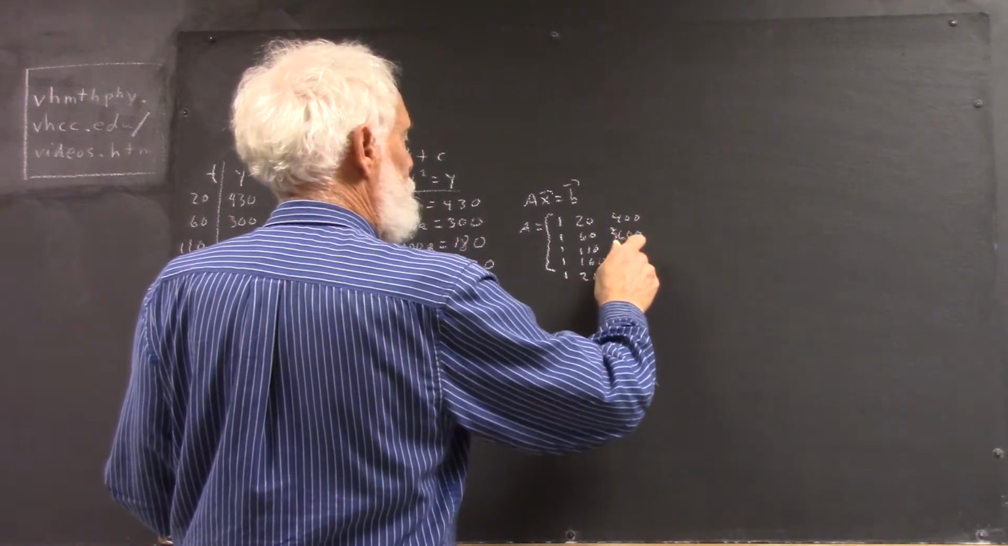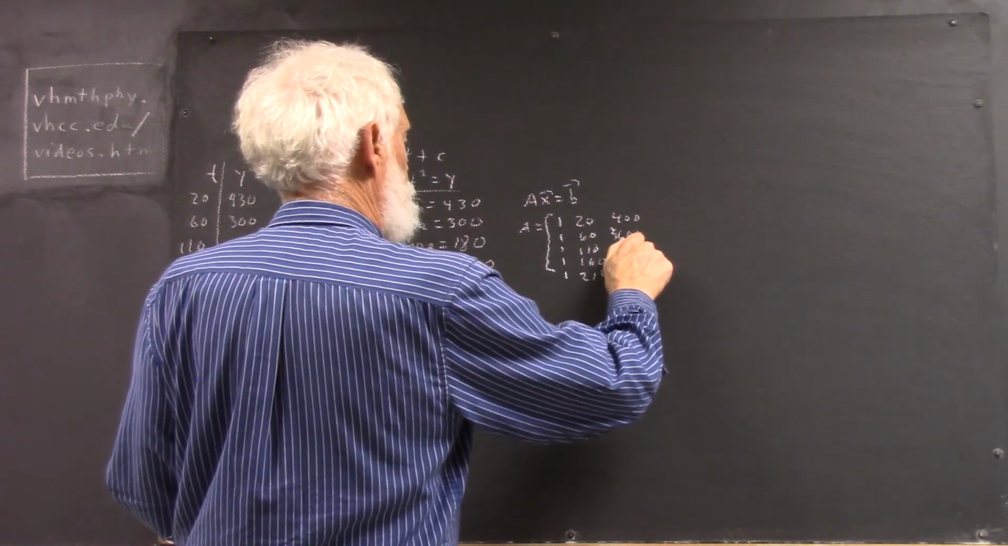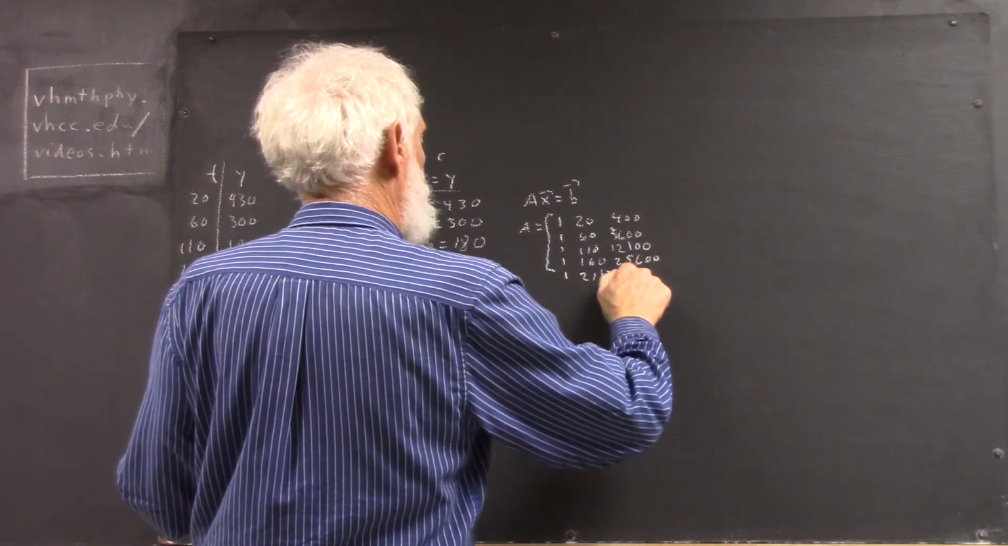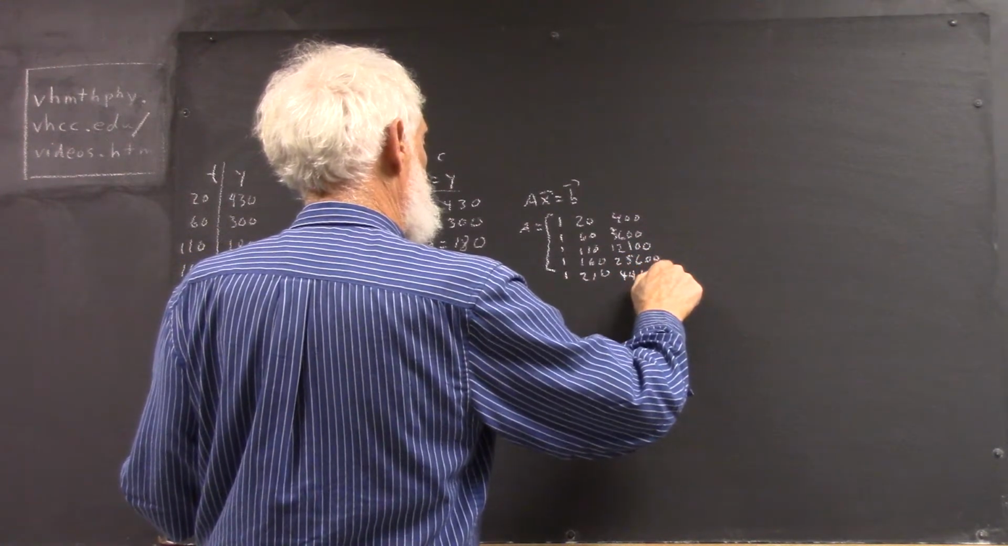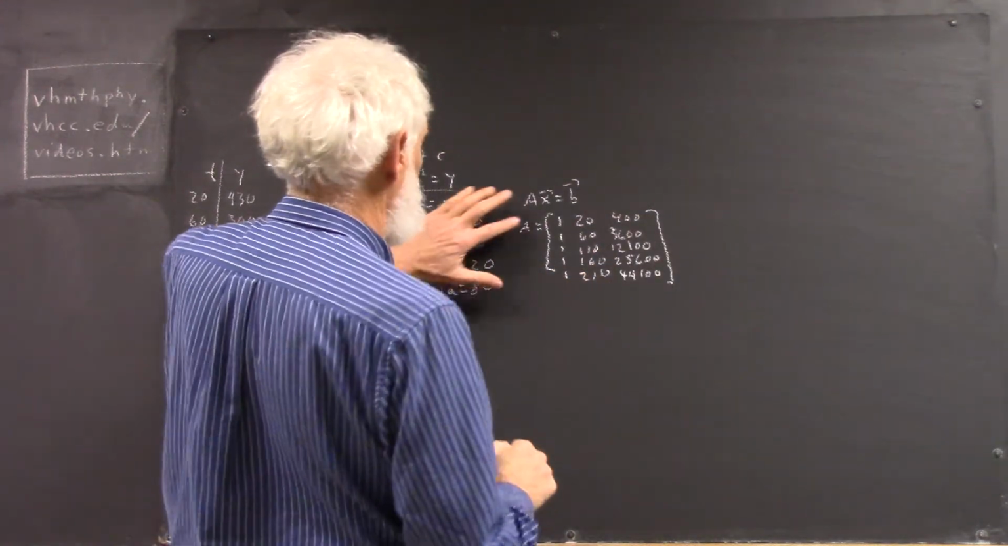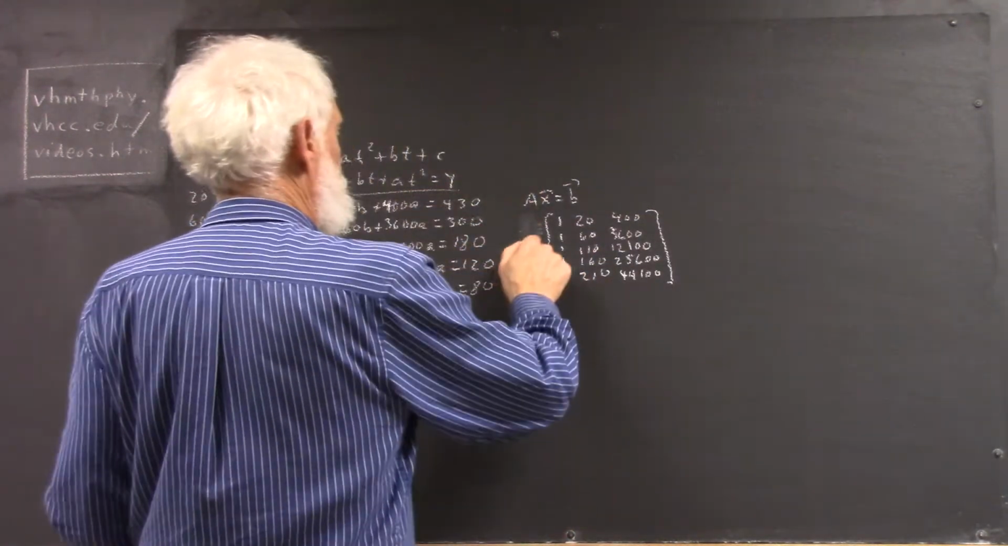The A coefficients would then be 400, 3,600, 12,100, 25,600, 44,100. So here's your A matrix.